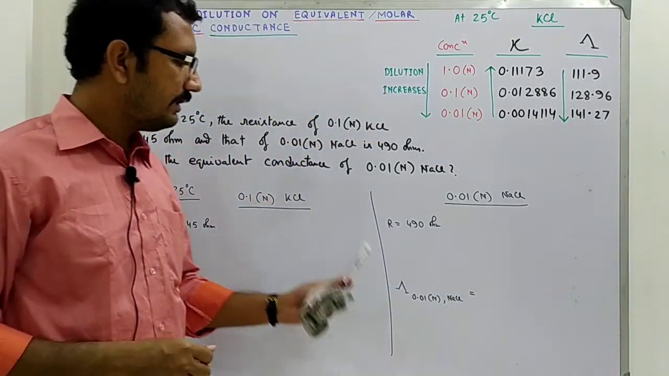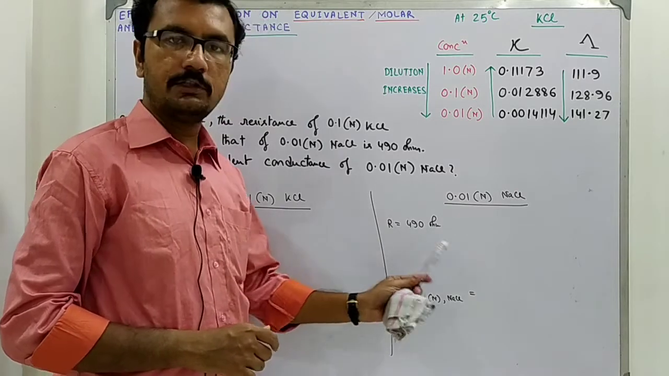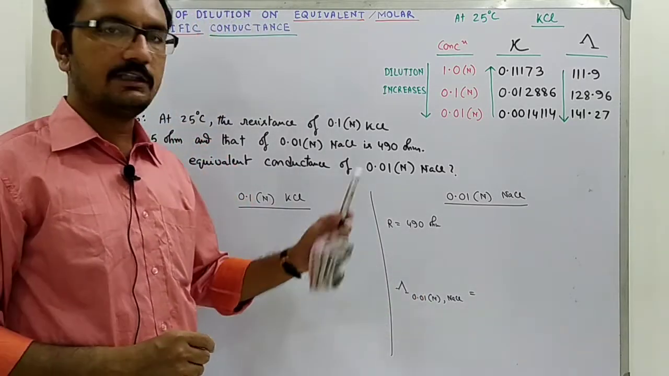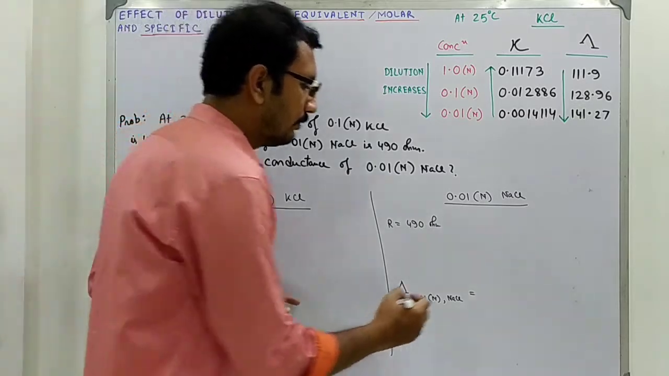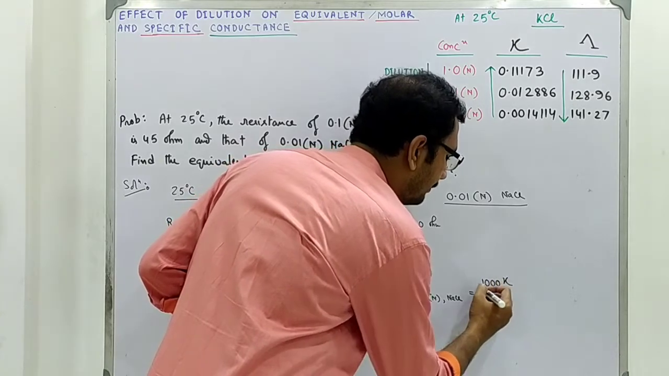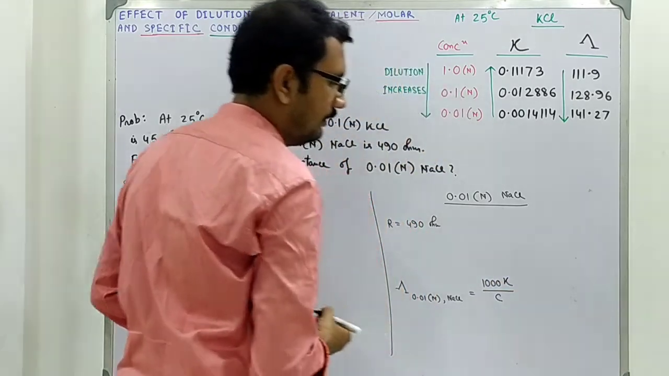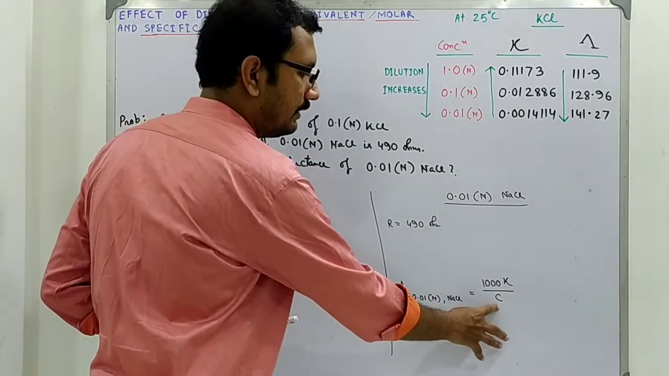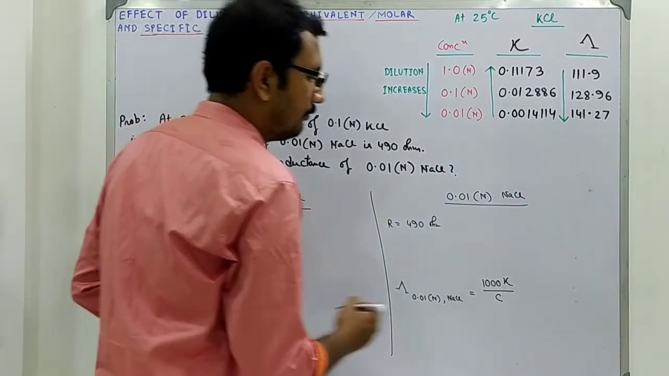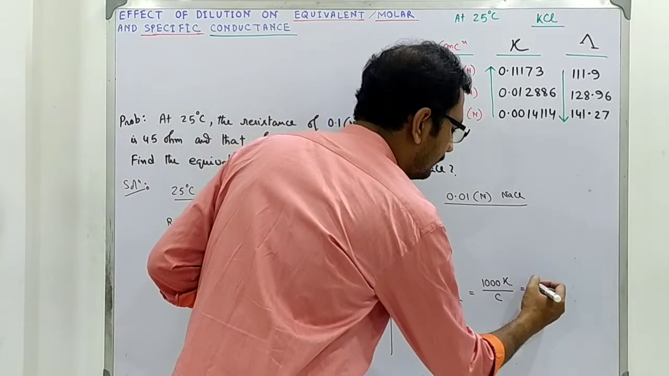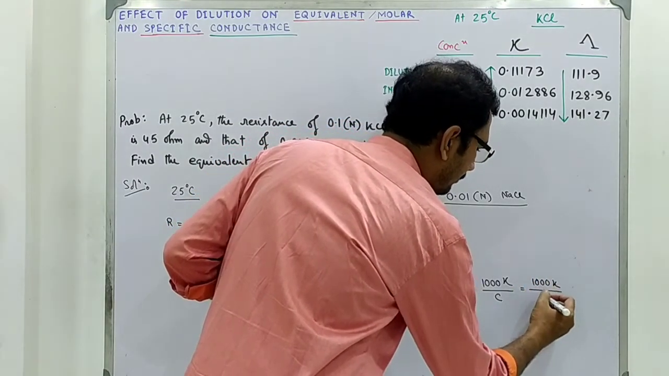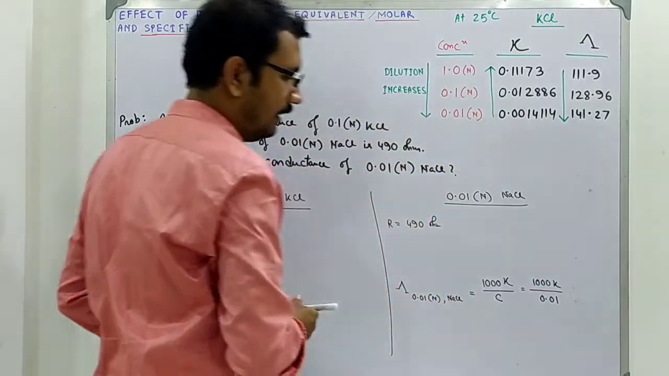Now, if you wish to determine the equivalent conductance, you have to use the working formula, that is 1000 kappa by C, that I derived in the previous class. So, you put the formula here. So, it is 1000 kappa by C. Now, what is the value of C? This is the concentration in gram equivalent per litre, so it is 0.01, the concentration in normality. So, we have 1000 kappa by 0.01.